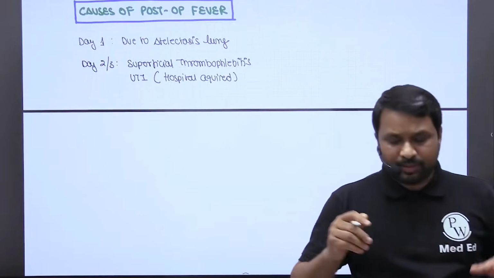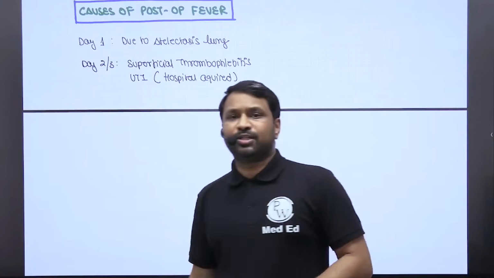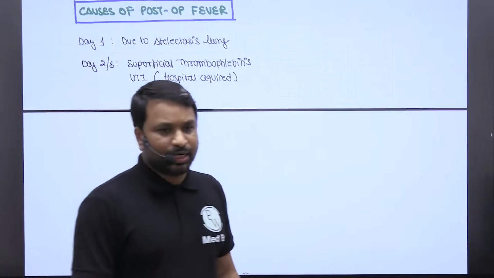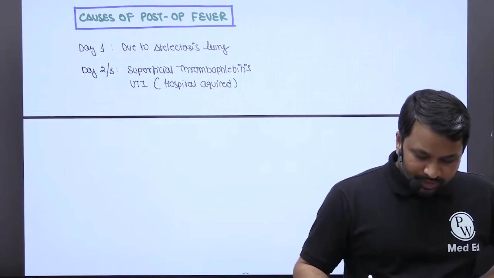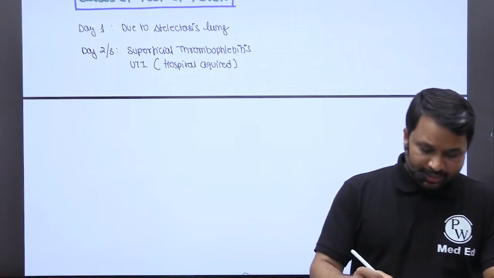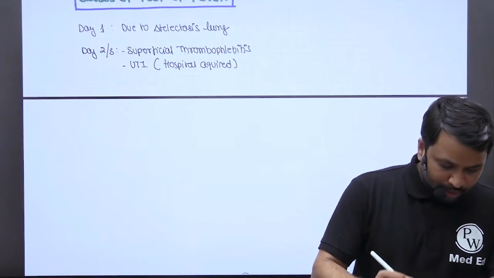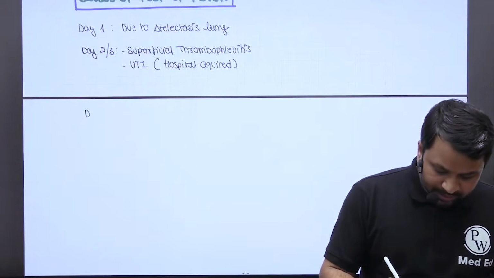In fact, if you all remember, the most common nosocomial infection that you can pick up is going to be UTI, that is secondary to E. coli. Okay? So the first one is going to be atelectasis. Day 2, day 3, it is going to be because of thrombophlebitis and UTI. Then you have day 4, day 5.